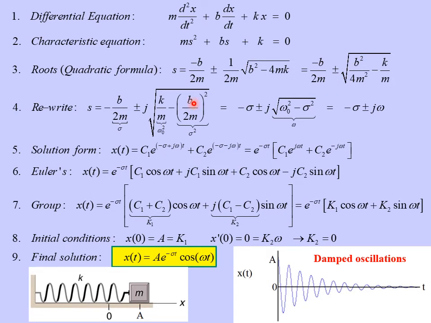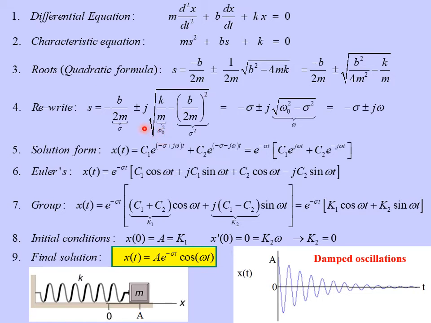So to clean this mess up, this first term here, b over 2m, let's call it sigma. Well, notice here is sigma squared. And then the last thing here, k over m, you'll recognize this from physics class. This is the natural frequency of this system here squared. If you remember, from a mass on a spring, the frequency omega is given by the square root of k over m. So k over m is the square of the natural frequency omega naught.